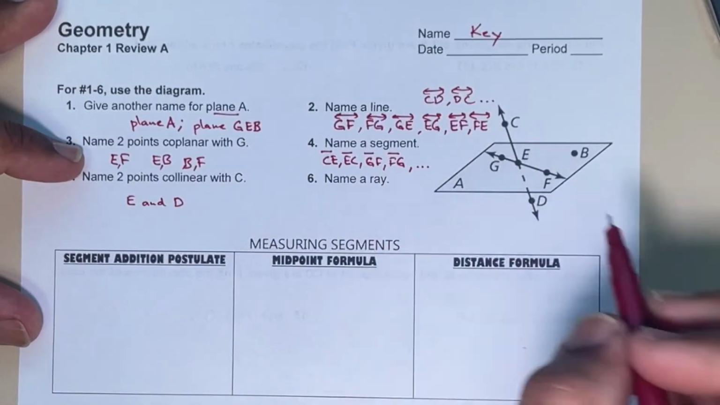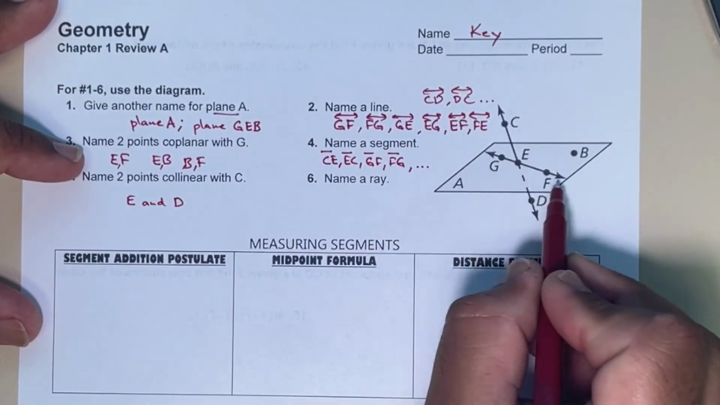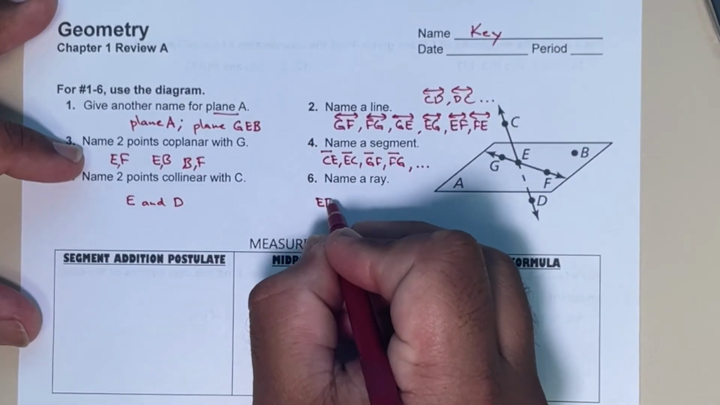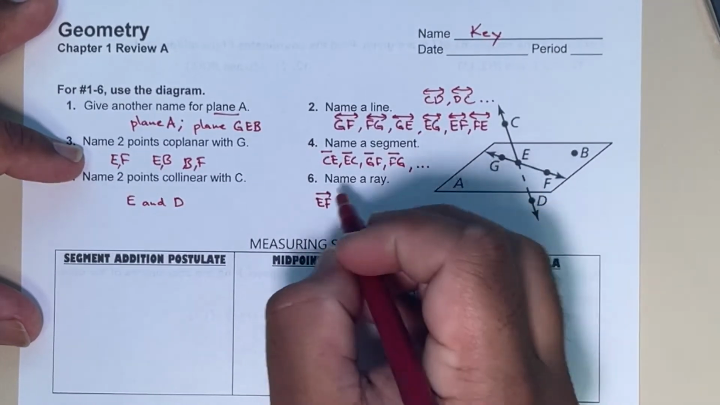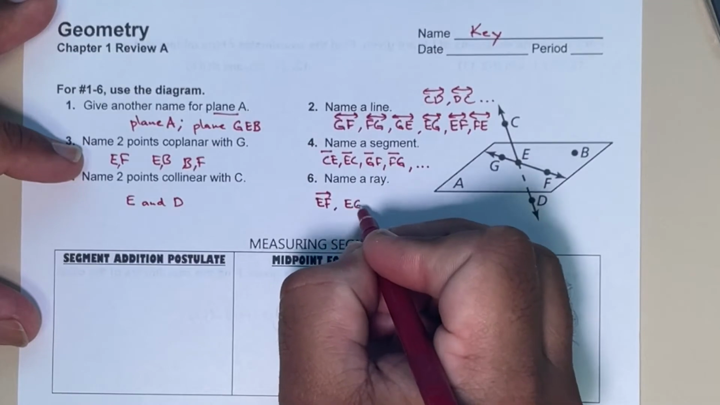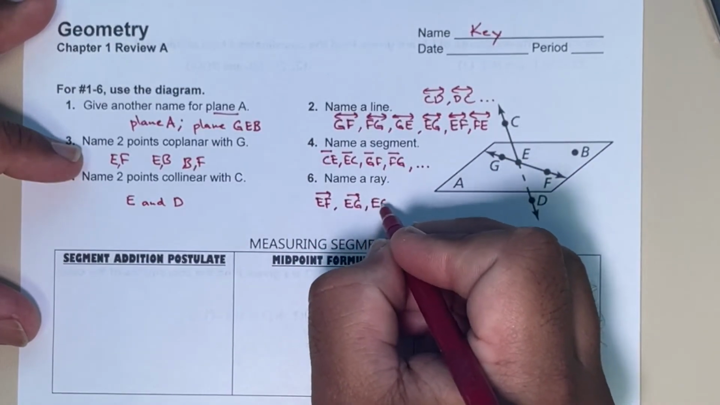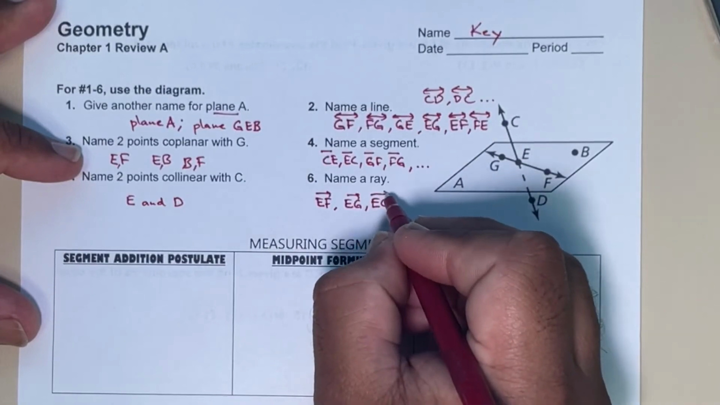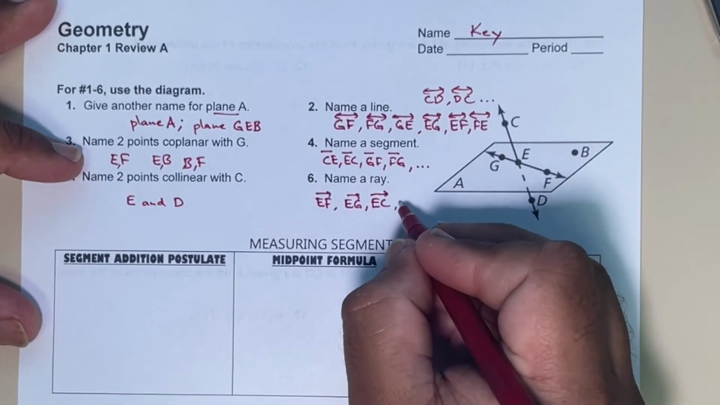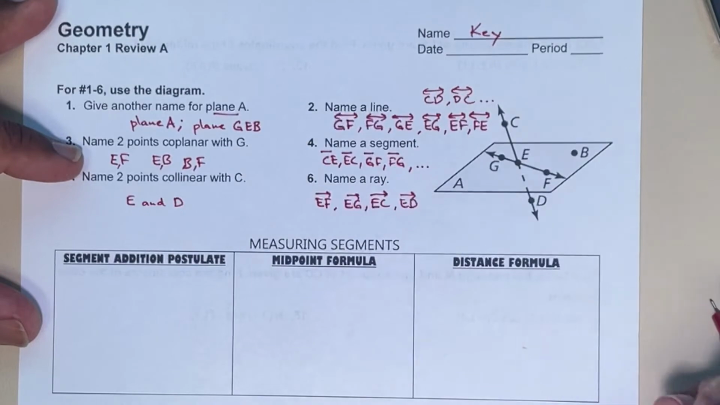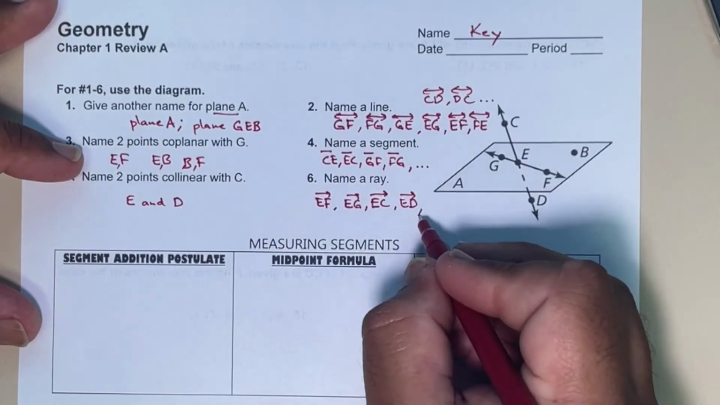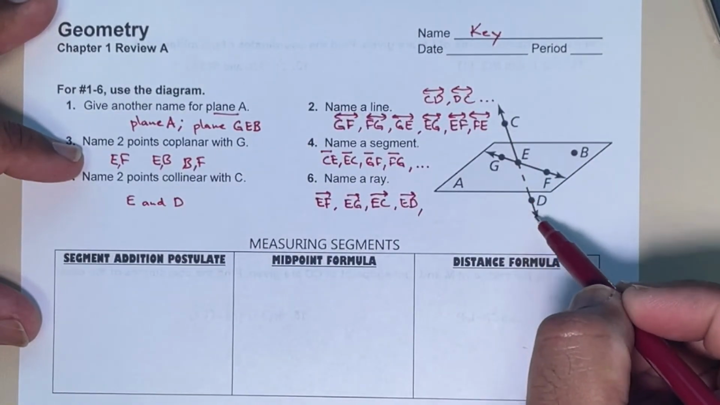Name a ray, so direction matters, so I can go EF, I can go EG, I can go EC, because it doesn't say on that plane. I can go ED. I can do a couple more, like I could just say CE and go in this direction.